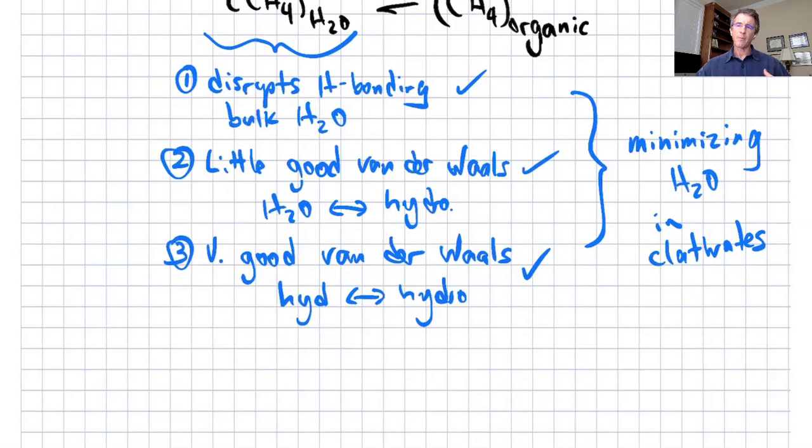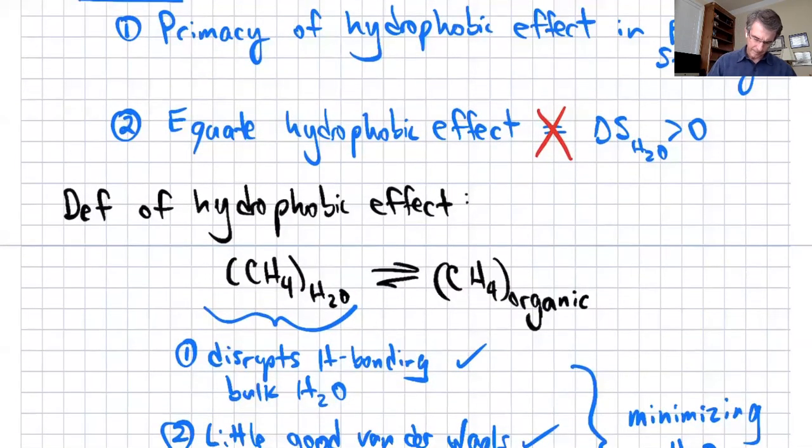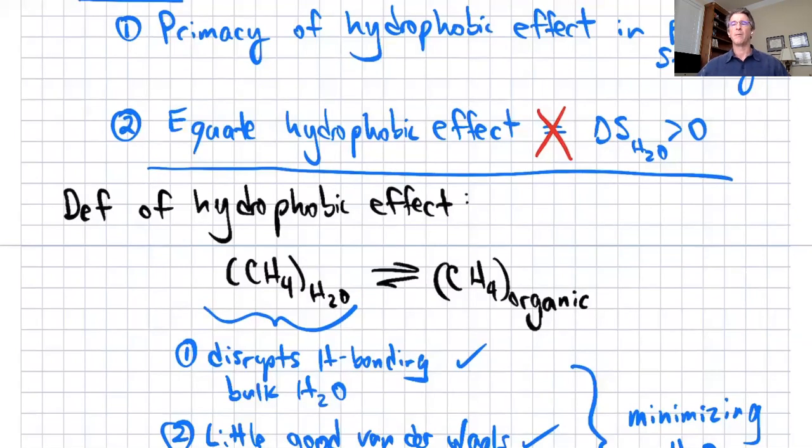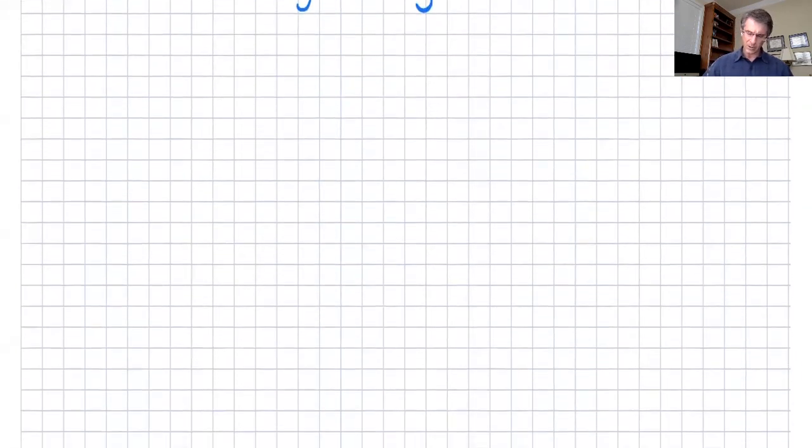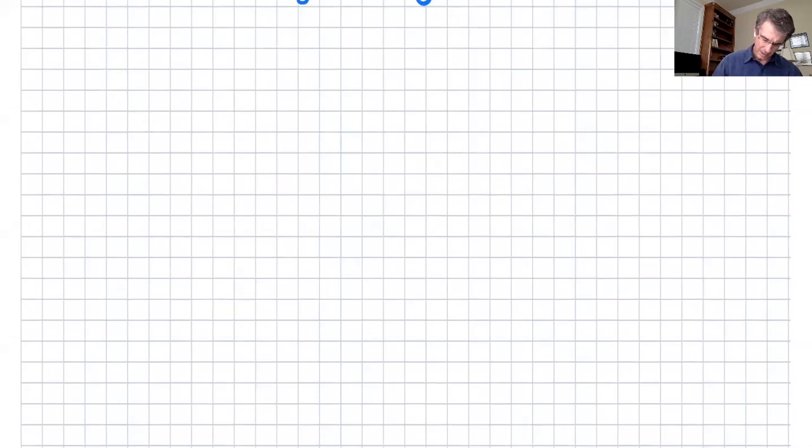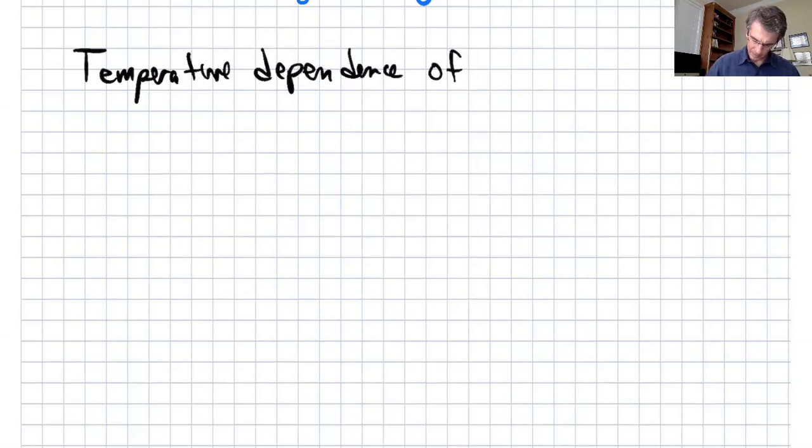Okay, now the problem with thinking of, as people often present it, equating the hydrophobic effect with simply that tendency, or the entropic penalty of putting hydrophobic stuff in water, where that becomes a serious problem is when you think about the temperature dependence of the hydrophobic effect.